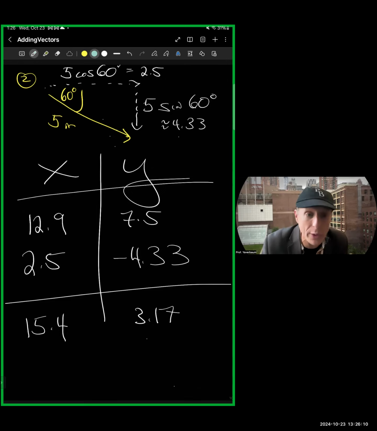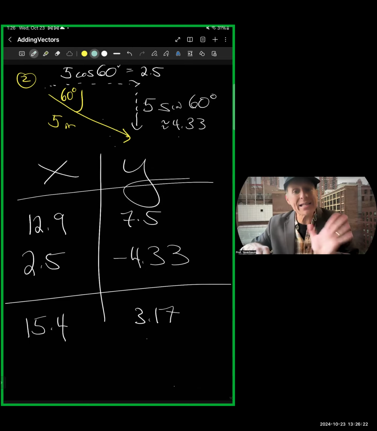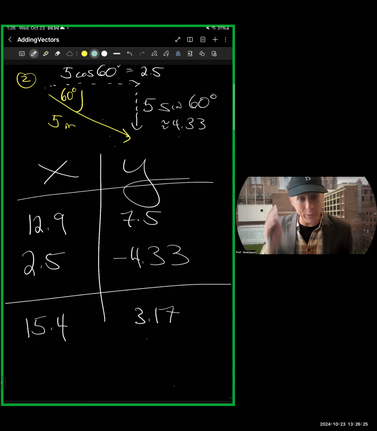But now, what do I do with all these numbers? What's the point? Where does the addition come in? I make an XY chart. I say to myself, okay, the X world is happening independently of the Y world.